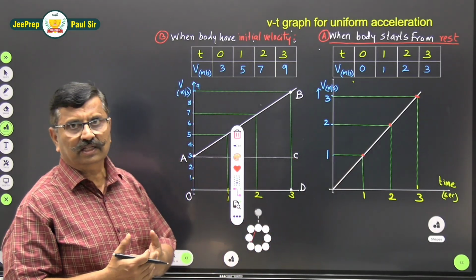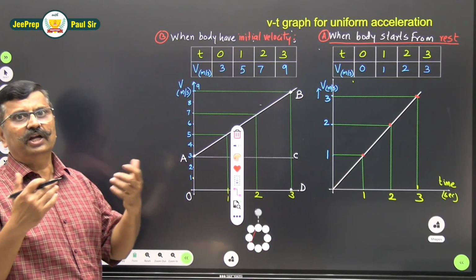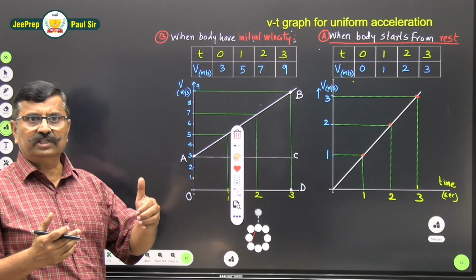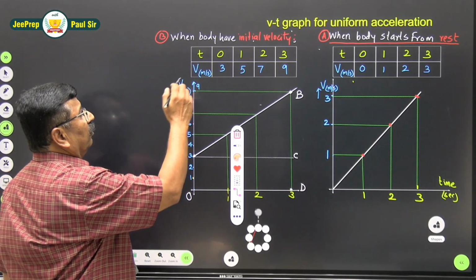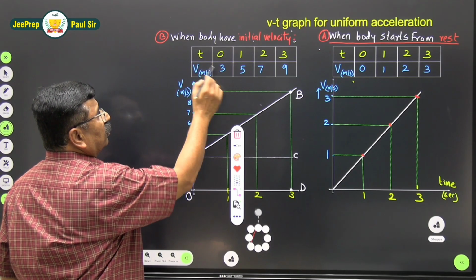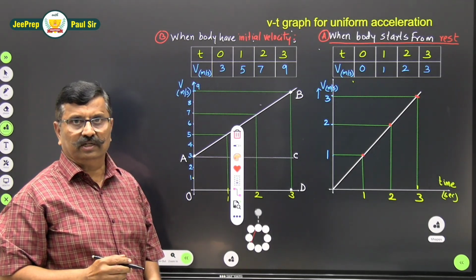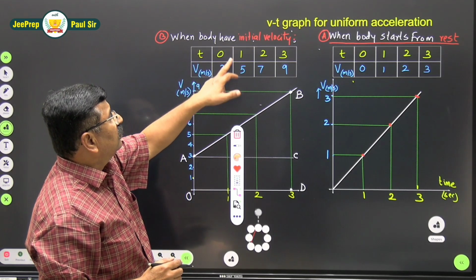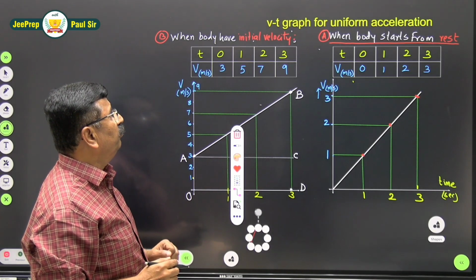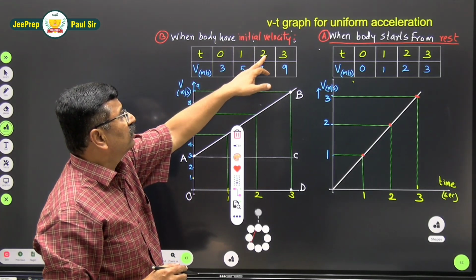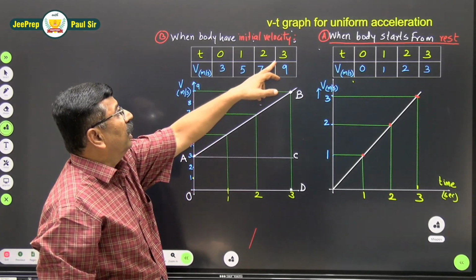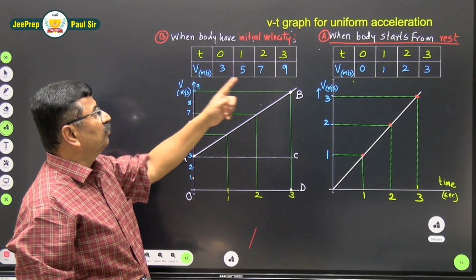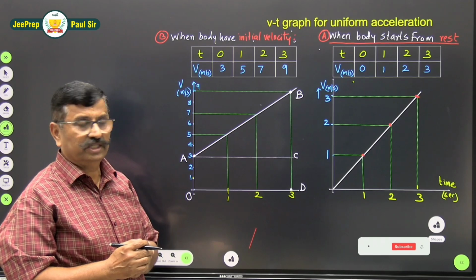Now let us study the other case, where the body is already moving and after some time we consider the motion of that body. So at start the velocity of the body is 3 meters per second. After 1 second the velocity of the body becomes 5 meters per second. Then after 2 seconds the velocity becomes 7 meters per second. And after 3 seconds the velocity becomes 9 meters per second.